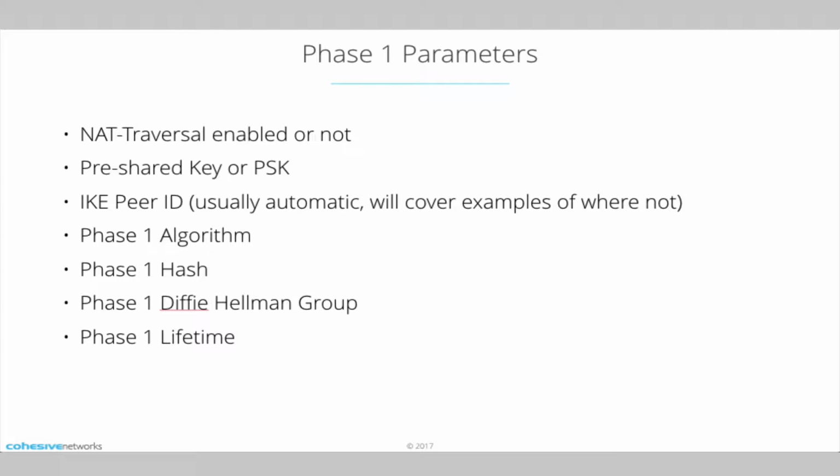So phase one parameters are NAT-Traversal enabled or not, and we'll go into detail on each of these. The pre-shared key for authenticating between the two devices, basically a shared password. What's called the IKE, Internet Key Exchange, Peer ID, which is often not used. Phase one algorithm, phase one hash, phase one Diffie-Hellman Group, which has to do with how key exchange happens, and the phase one lifetime.